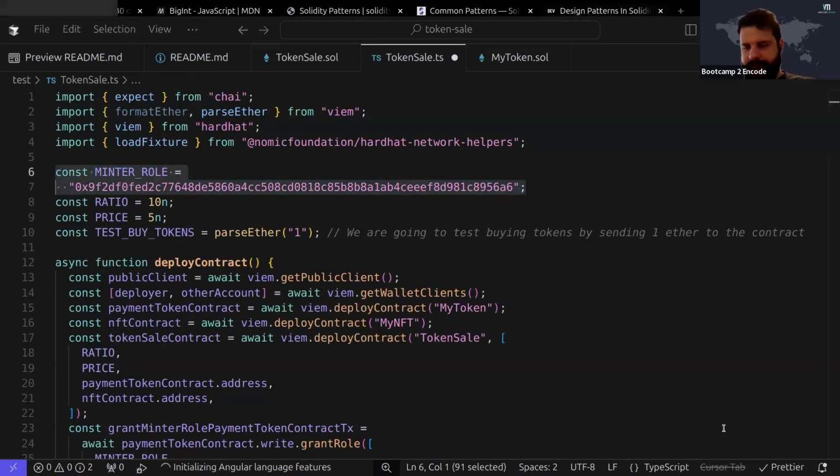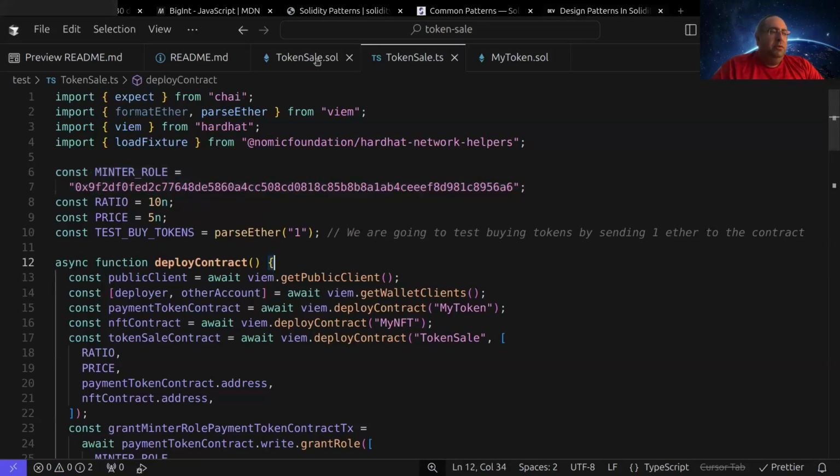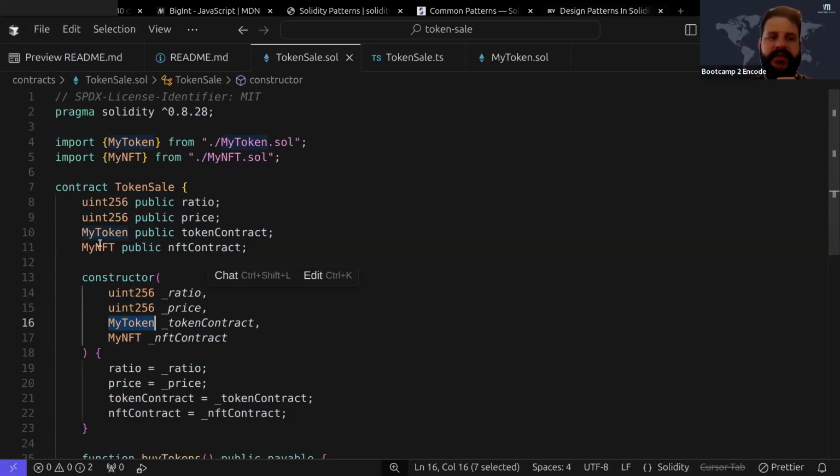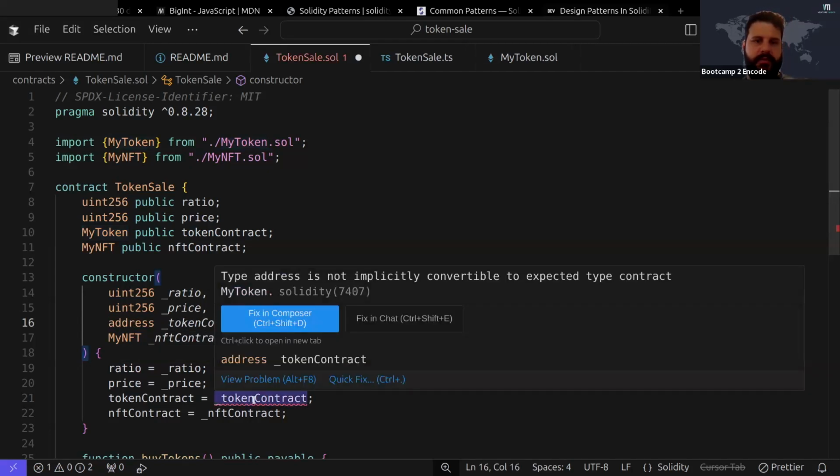Arda, you have a question here? Yes. In the token sale, when we changed the token contract and NFT contract types, I cannot compile now because in the constructor we're passing the underscore token contract, and my compiler says the type address is not implicitly convertible to expected type contract MyToken. Yeah, see if you have changed both in line 10 and 16. Because if you don't, we would have this problem. Oh, I see. Okay.